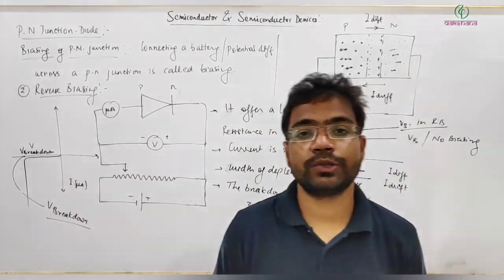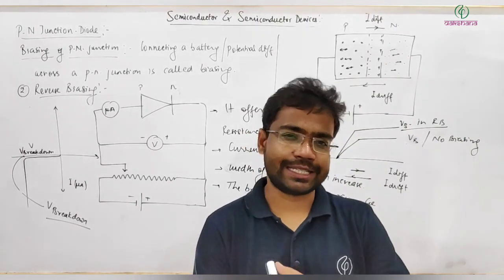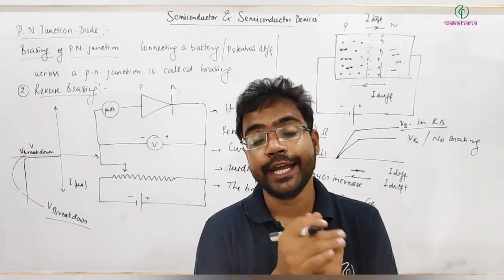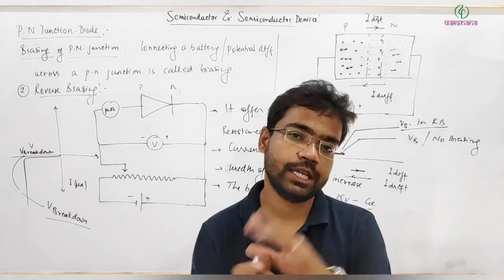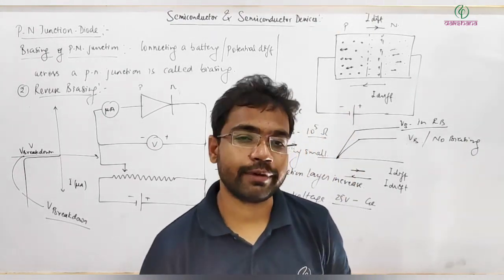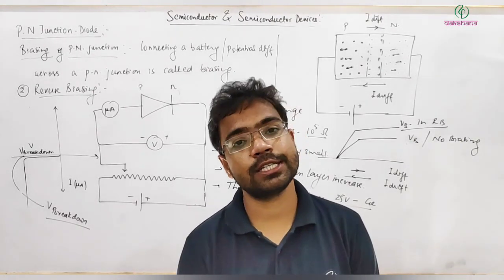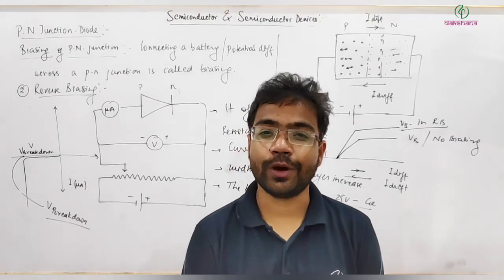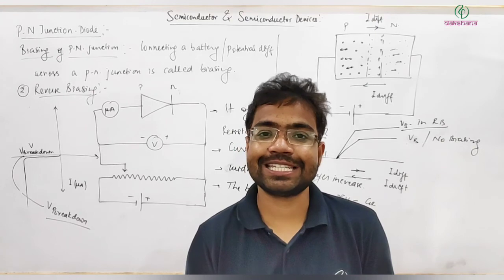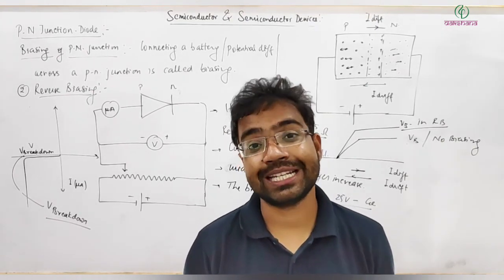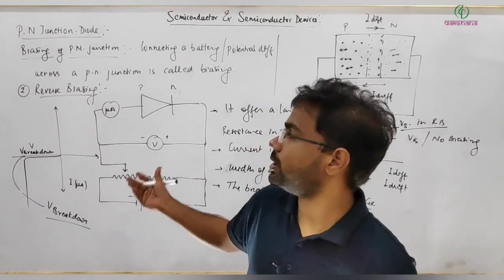I hope you understood what a PN junction is, and how current, biasing, depletion layer, diffusion current, drift current, forward biasing and reverse biasing work. In case of forward biasing, it offers very small resistance. In case of reverse biasing, it offers large resistance. And you must also understand why this is happening, why in forward biasing the resistance is low and in reverse biasing the resistance is very high. So this is all about the PN junction.